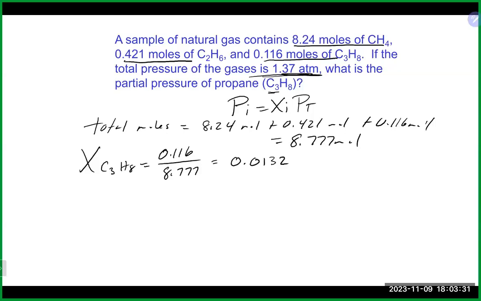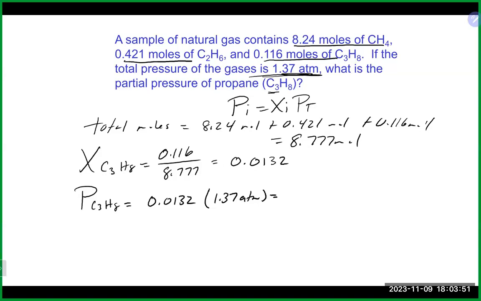Now that we have the mole fraction and we have the total pressure, we can find the partial pressure of our propane by taking our mole fraction for the propane and multiplying it by the 1.37 atmospheres, basically taking 1.3%.